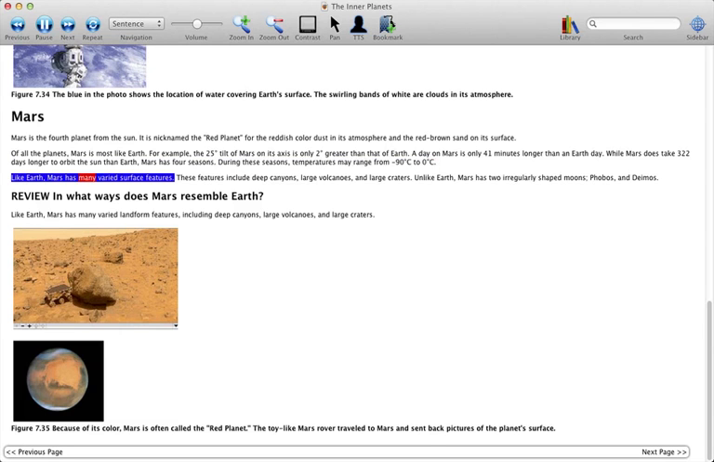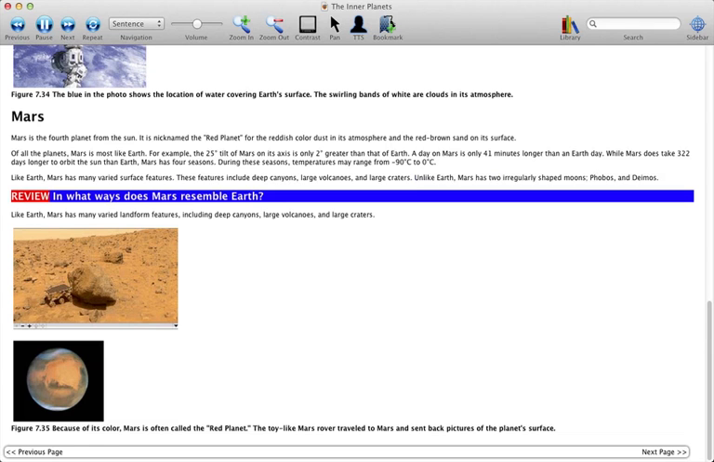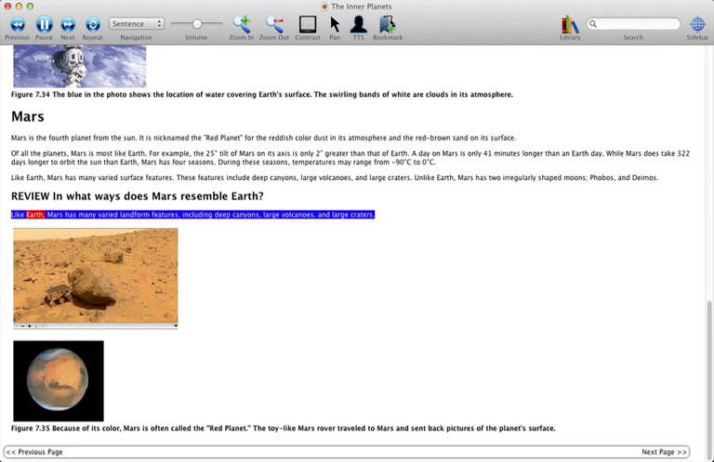Like Earth, Mars has many varied surface features. These features include deep canyons, large volcanoes, and large craters. Unlike Earth, Mars has 2 irregularly shaped moons, Phobos and Deimos. Review: in what ways does Mars resemble Earth? Like Earth, Mars has many varied landform features, including deep canyons, large volcanoes, and large craters.